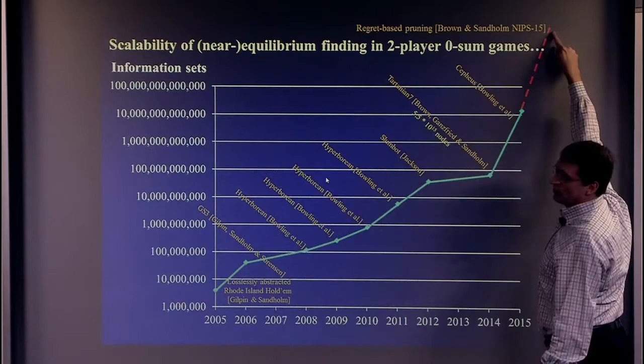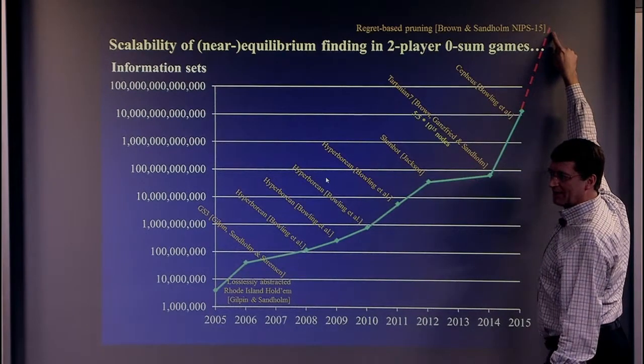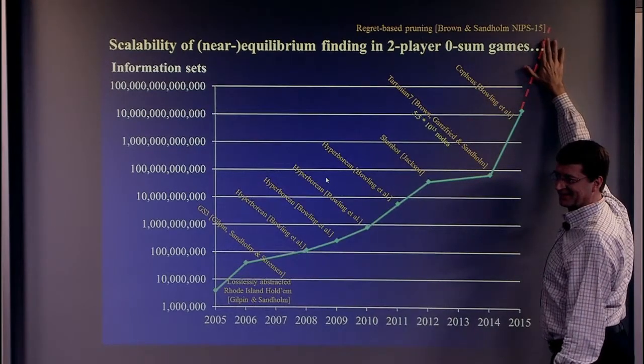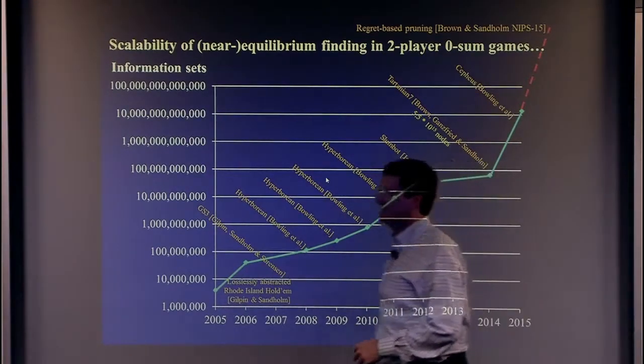This is dotted because we don't really know. We've only tried it on small games and we get 1 to 3 orders of magnitude. We haven't done the supercomputing run of this yet, but wait to see that in about half a year.